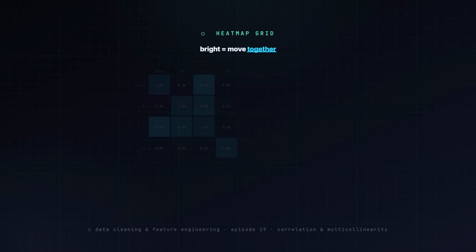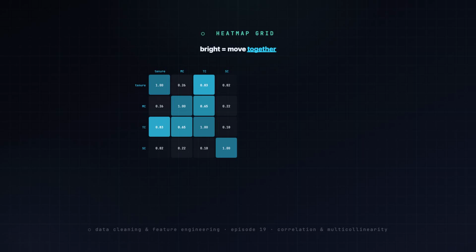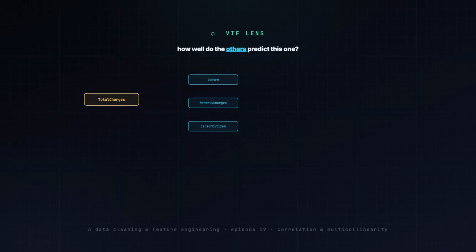A correlation heat map makes this visible. A grid where each cell is how tightly two columns move together. Bright cells near one mean these two are basically twins. Correlation only checks two columns at a time.